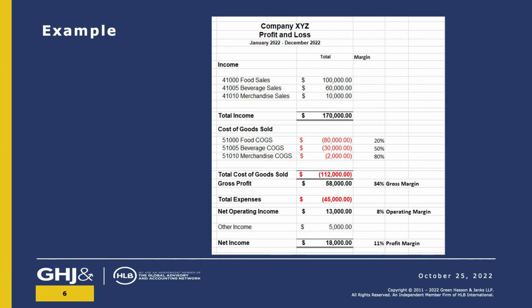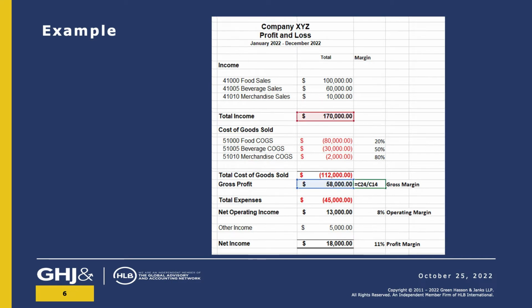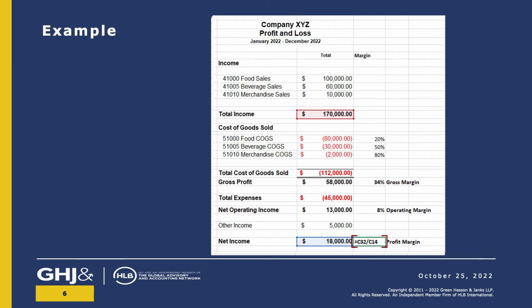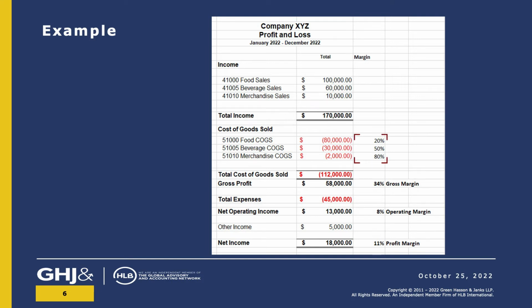So let's look at an example here. Here's an example of company XYZ's income statement. And you can see that we have calculated our gross margin, operating margin, and profit margin. So as you can see, our gross margin of 34% is simply just the gross profit divided by total income. Our operating margin of 8% is just our net operating income divided by our total revenue. And our profit margin is just the net income divided by our total revenue. Very simple stuff.